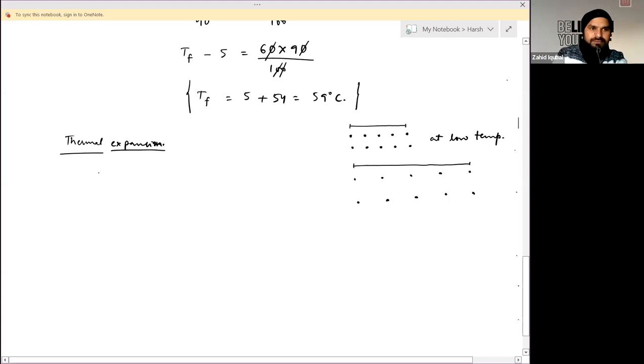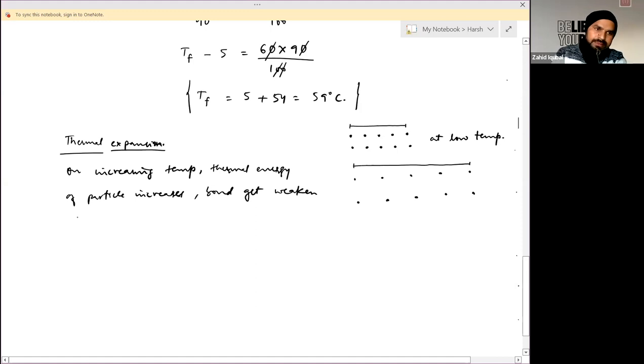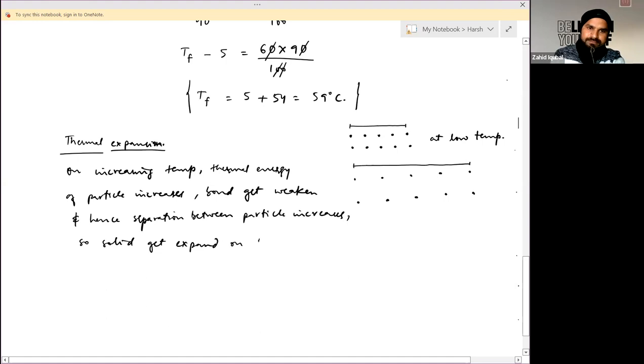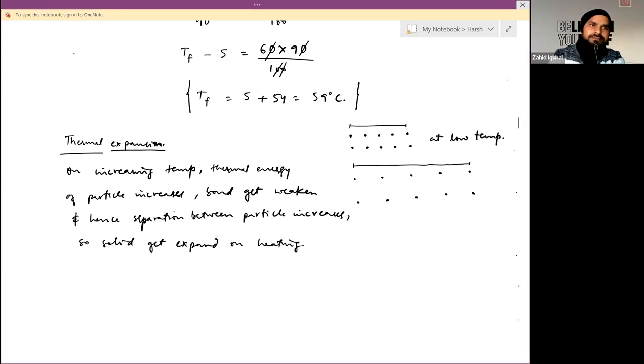So we'll say on increasing temperature, thermal energy of particles increases, bonds get weakened, and hence separation between particles increases, so the solid expands on heating. Is it clear? Yes, sir.